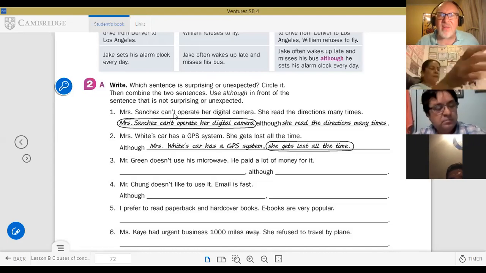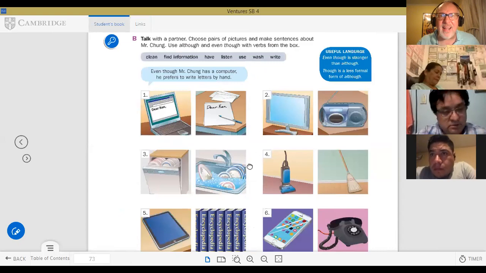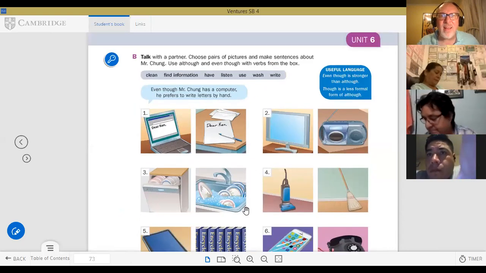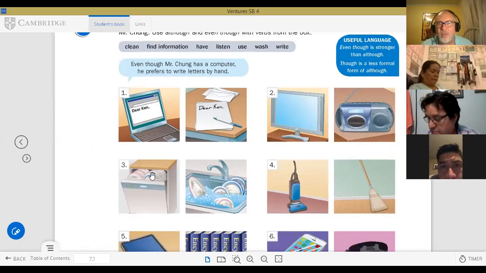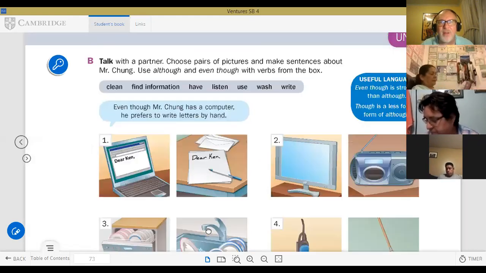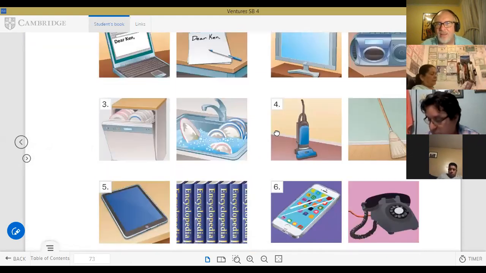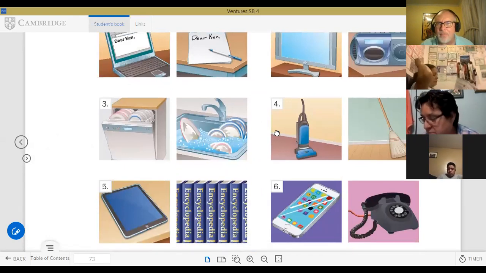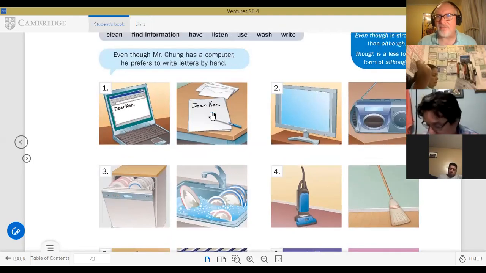Okay, here we have a lot of things. And again, these people have modern things, but they prefer the old style. This is Mr. Chung, our friend Mr. Chung. He's an old school guy. He has all these modern conveniences, but to be honest, he doesn't like them. He prefers to do the old style.